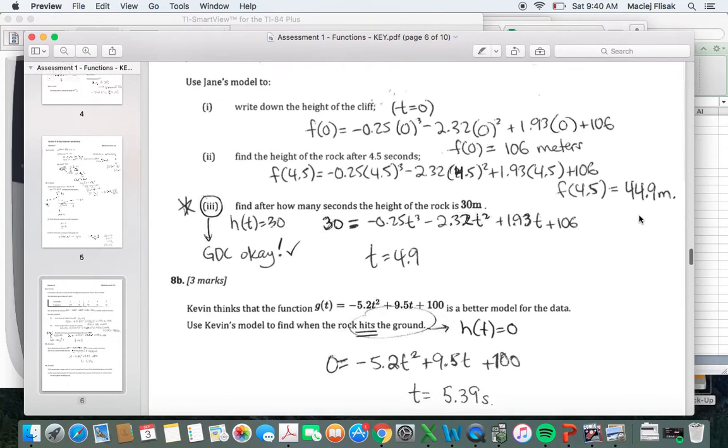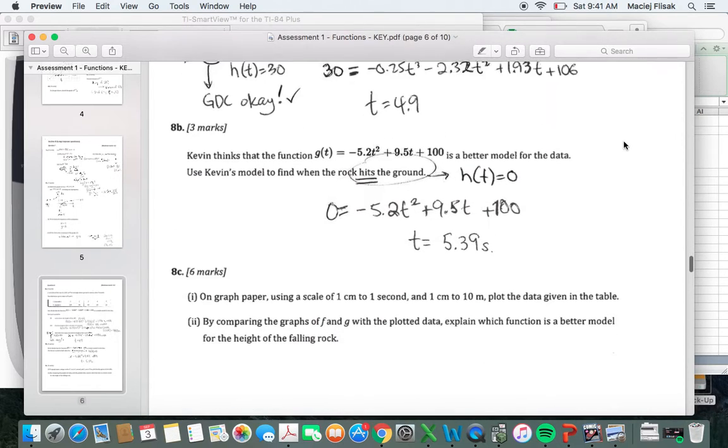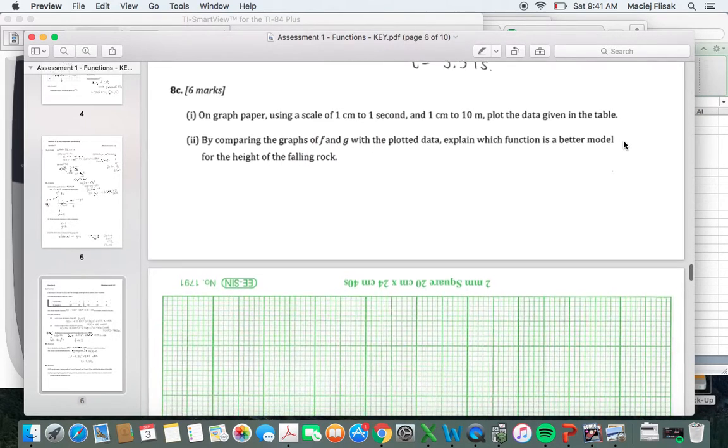Going back to the table, when does the rock hit the ground? Well, at 5 seconds, it was 26 meters above the ground, and now we found out 5.39, it's going to be at 0. That makes sense. About half a second later, it's on the ground. That's great. All right, let's move on to 8C, the toughest part.